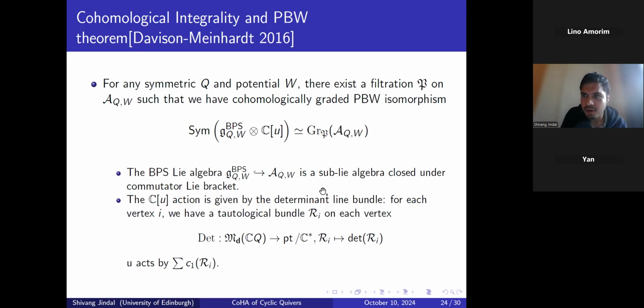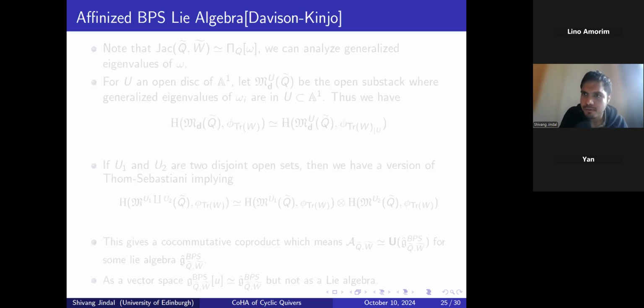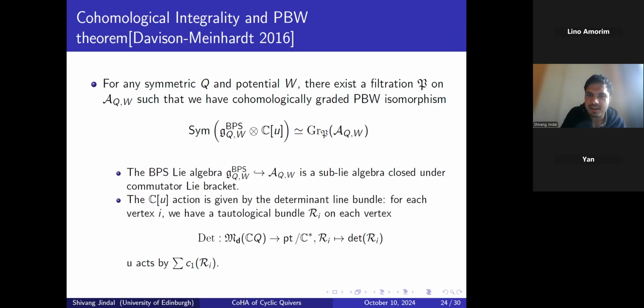But for the case of the triple cubic potential, which is what we are doing right now, this vector space BPS tensor CU is closed under the Lie bracket. And that's the work of Davison and Kinjo. I don't think there's enough time to explain what they do, but the point is that there is a Lie algebra structure on BPS_QW tensor CU also.